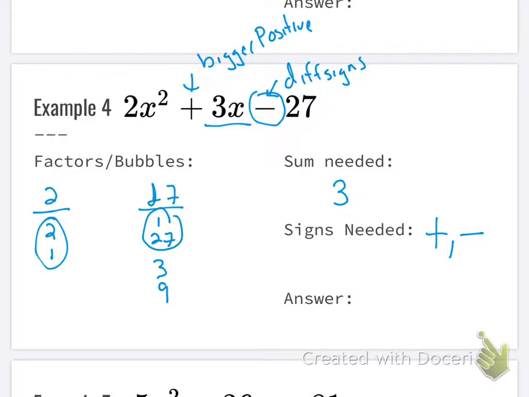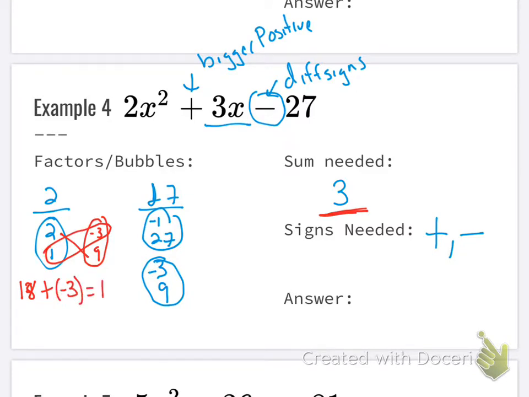So our bigger number is going to be positive here. In each of these cases, our bigger number is significantly bigger than the other number. So we're going to put the negatives with the smaller numbers. And then we're going to test them out. So let's do the negative 3 and 9. I think that's going to get us there quicker because we're looking for 3, which is a much smaller number. So let's try 2 times 9. Well, 2 times 9 is 18. Plus, and then we have 3 times 1, negative 3, which gives me 15.